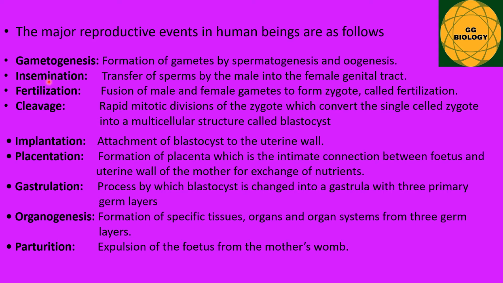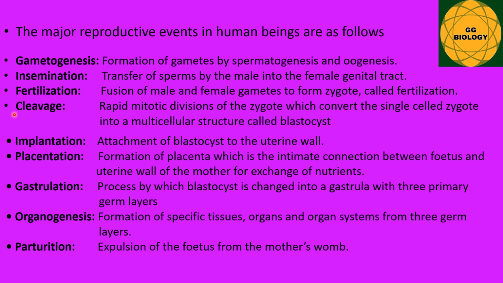And insemination, the transfer of sperms by the male into the female genital tract. After the production of the sperms, they have to be introduced into the female body. Such a process is known as insemination. And fertilization is nothing but fusion of the male and the female gamete to form the zygote. So the male gamete, namely the sperm, and the female gamete, namely the ova, have to fuse together to form the zygote.